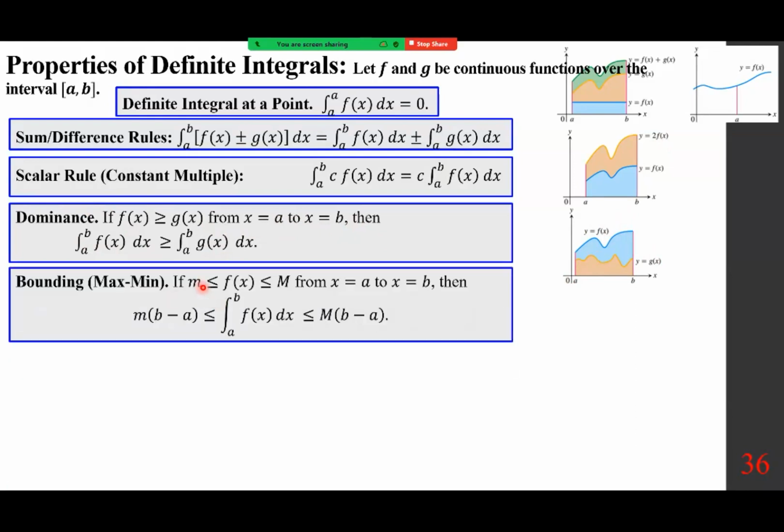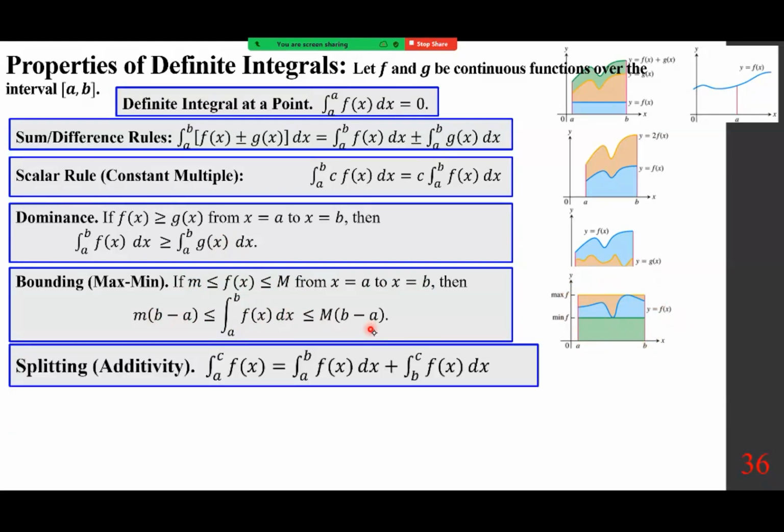Bounding max or min. If m is less than or equal to f of x less than or equal to capital M in this interval, then if you integrate all 3 sides, the middle gives you the integral of f of x dx, this side is m times b minus a, and this one is capital M times b minus a. Which means, very simply put, if the function has some minimum, this is the function. The minimum occurs here. If you draw a rectangle, this area is less than the area for the function. And if this is the maximum, you draw this rectangle as the largest area. That's the bounding rule. This is very important.